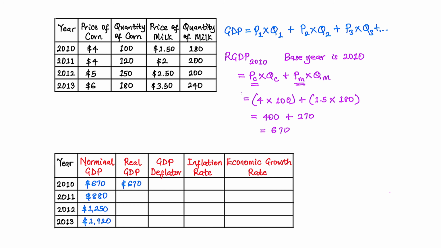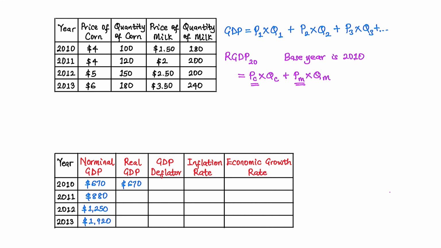So here, the real GDP is $670. If you notice, the real GDP is exactly equal to the nominal GDP. This is because in the base year, the real GDP is always equal to the nominal GDP. Why? Because we are using exactly the same price level to calculate the real GDP.